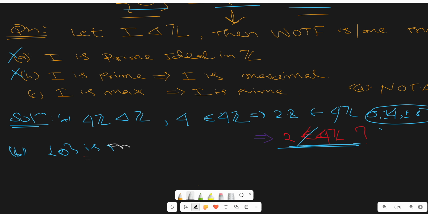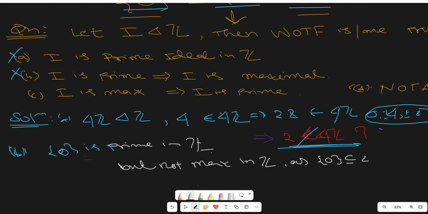Zero is prime in Z but not maximal in Z, because 0 is contained in, anyway, 4Z is contained in Z. So this is anyway false. And the third option: if I is maximal, then I is prime. So for the C option you have to work, and this option will be true.